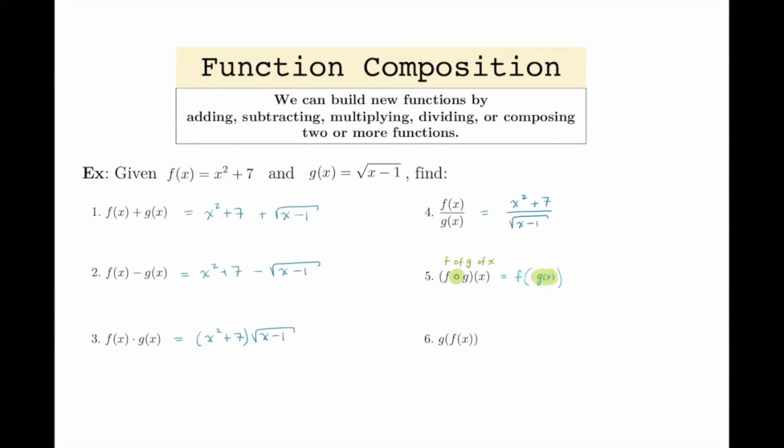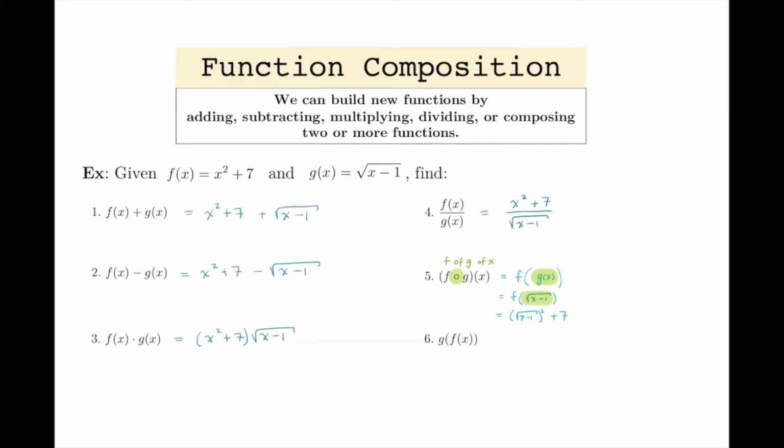So if we look back at what f of x is, it's x squared plus 7. So we're going to substitute in for x the entirety of g of x because that's our input into the function f of x. If you like, you can also write this as f of the square root of x minus 1, just substituting in the formula for g of x. Again, we're just going to substitute this for x into the f of x function. So we will square the square root of x minus 1, and then we will add 7.